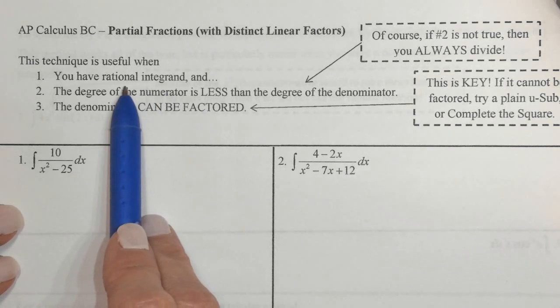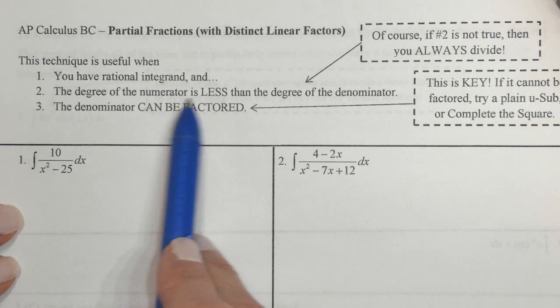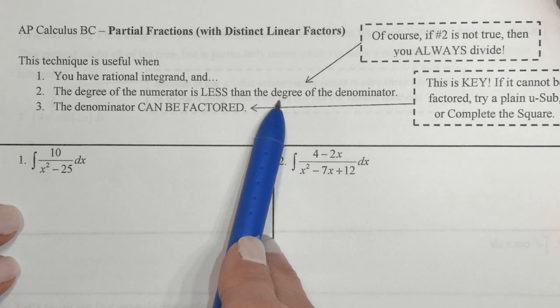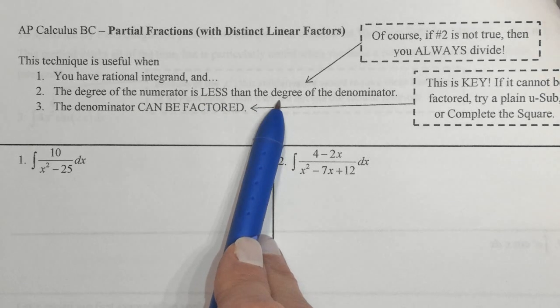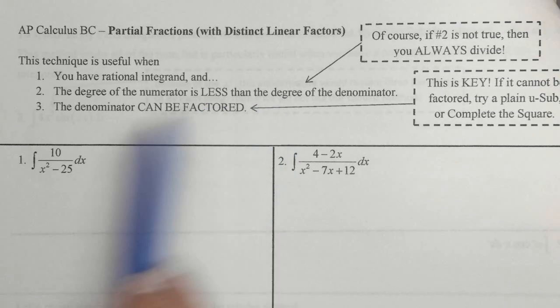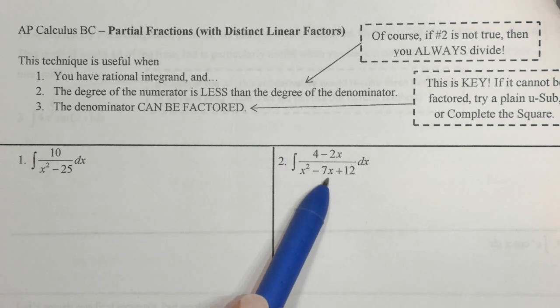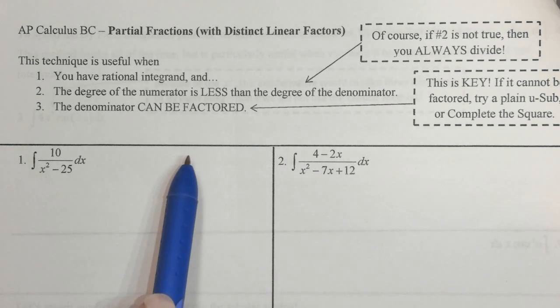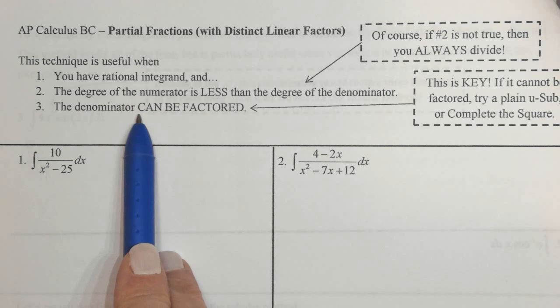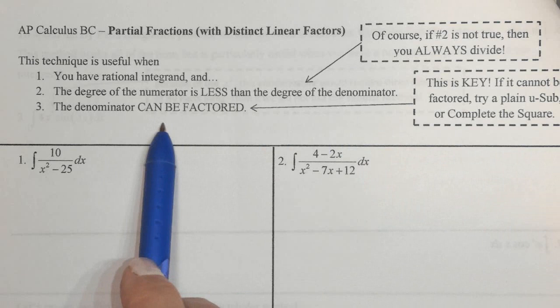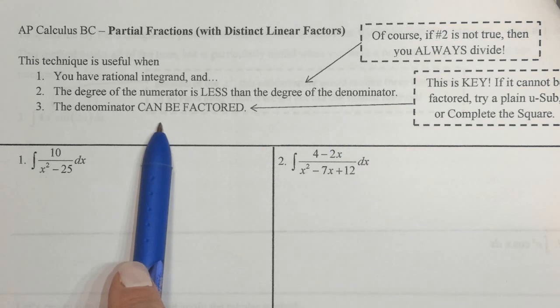So when to use this? You have a rational integrand. The degree of the numerator is less than the degree of the denominator. Less than. In other words, bottom heavy, all right? And the denominator can be factored. That is key, all right? If it cannot be factored, try to complete the square. Or do a u sub, of course.